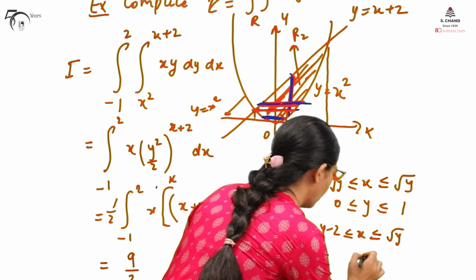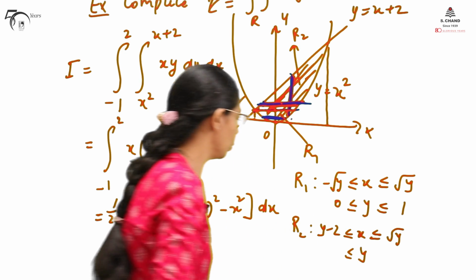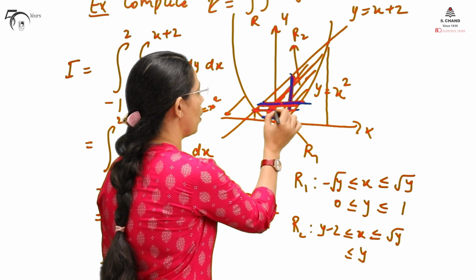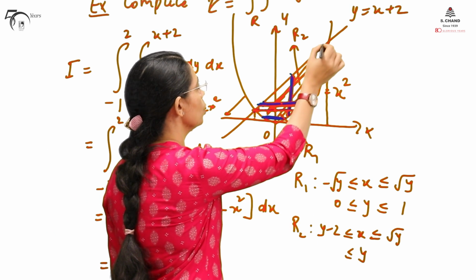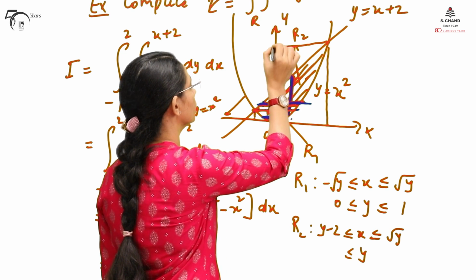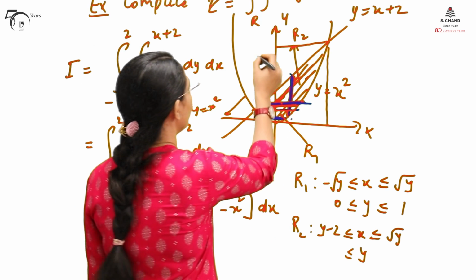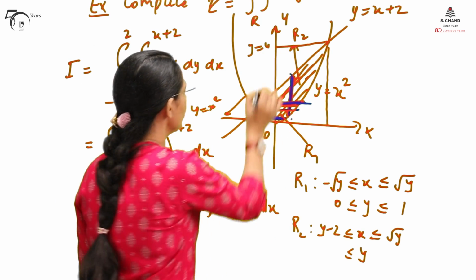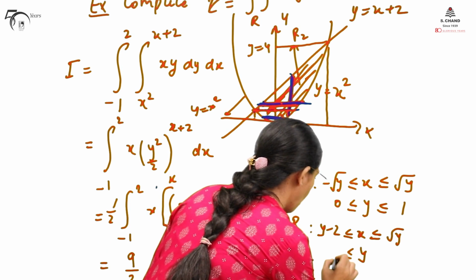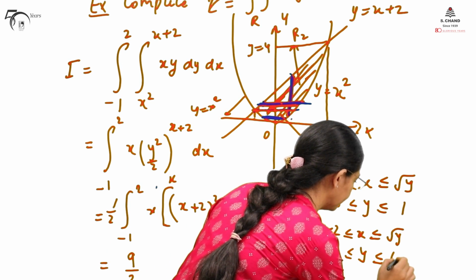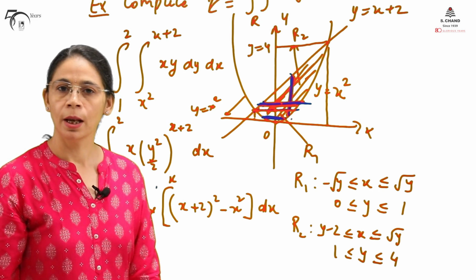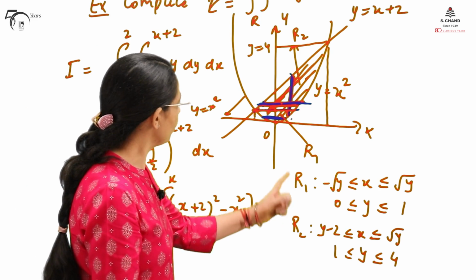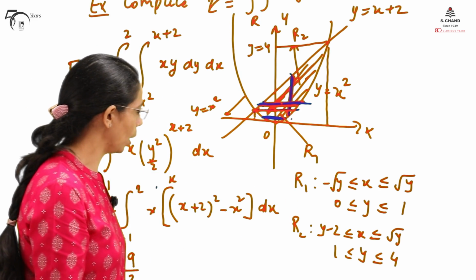Now the limits for y also get changed. This was the point y equals 1 and we need to find out what this point is. So this point is y equals 4. So y is moving from 1 to 4. Okay, so that's how the limits for R1 and R2 will be found out.